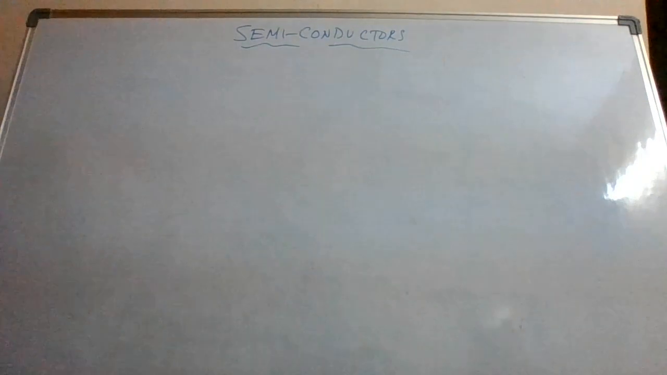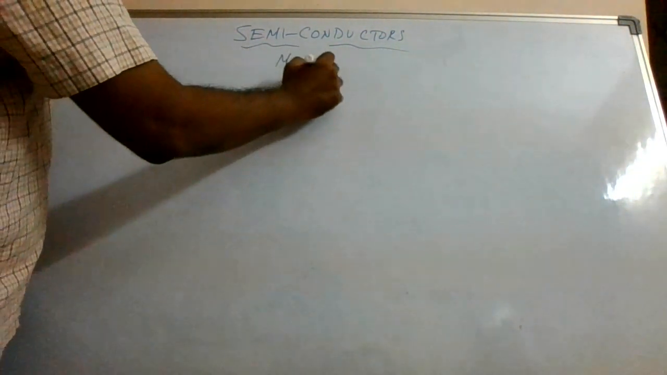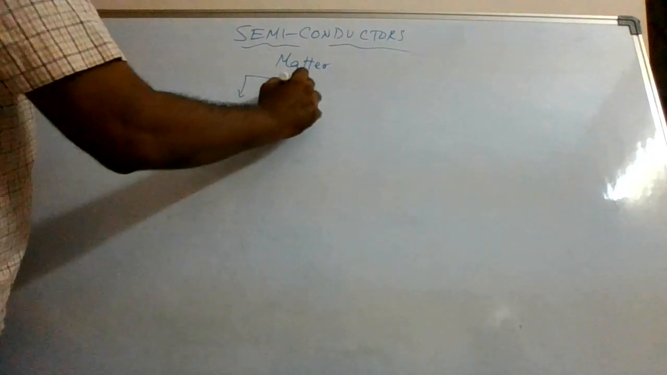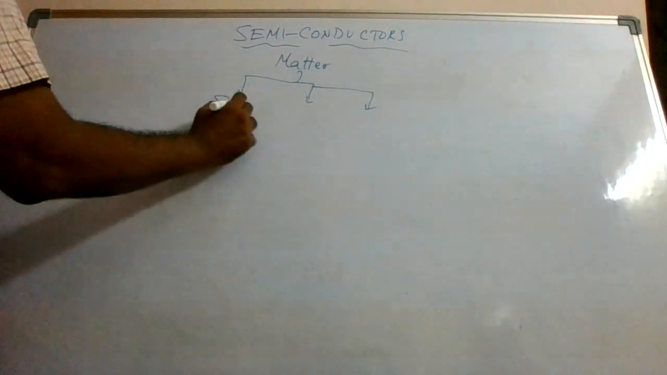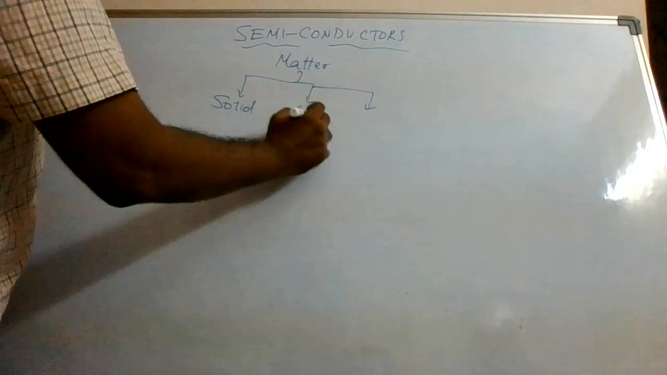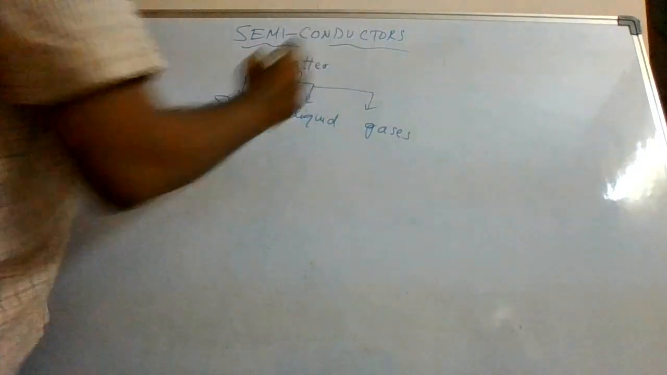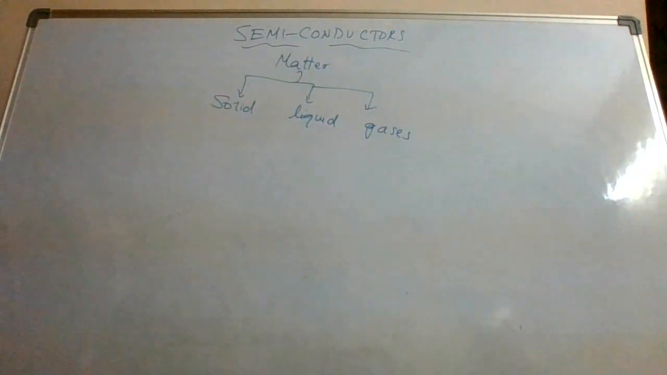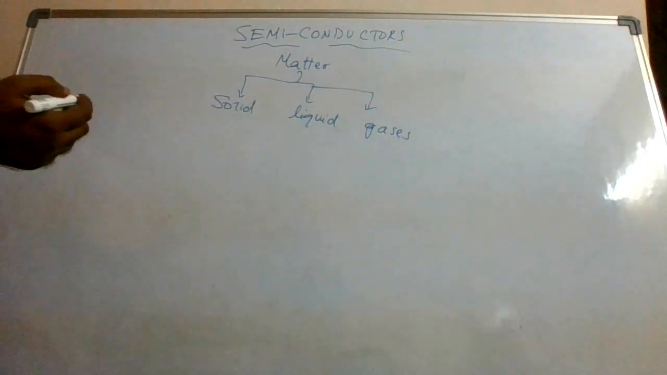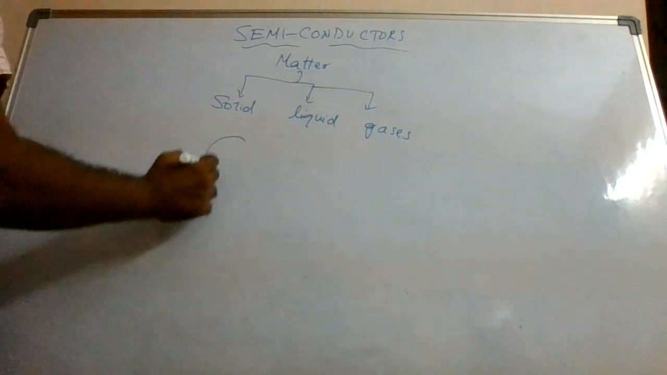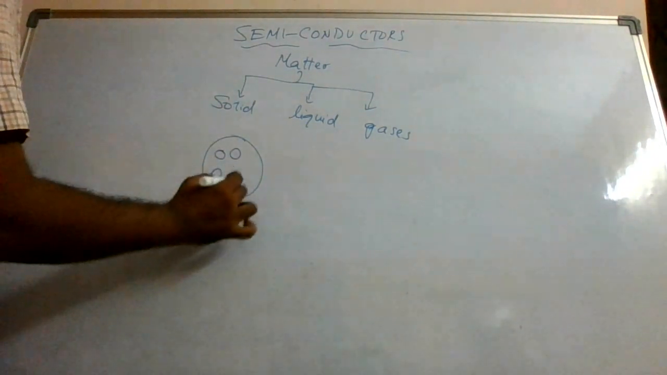Basically, when you talk about matter, matter has three forms: solids, liquids and gases. Now, how do you differentiate between them? Matter basically consists of atoms. So you have these, these are all atoms.